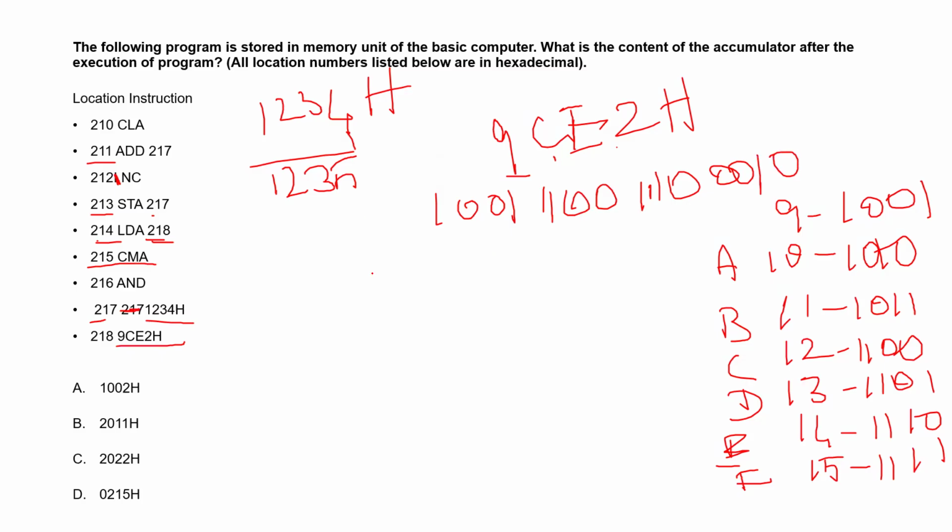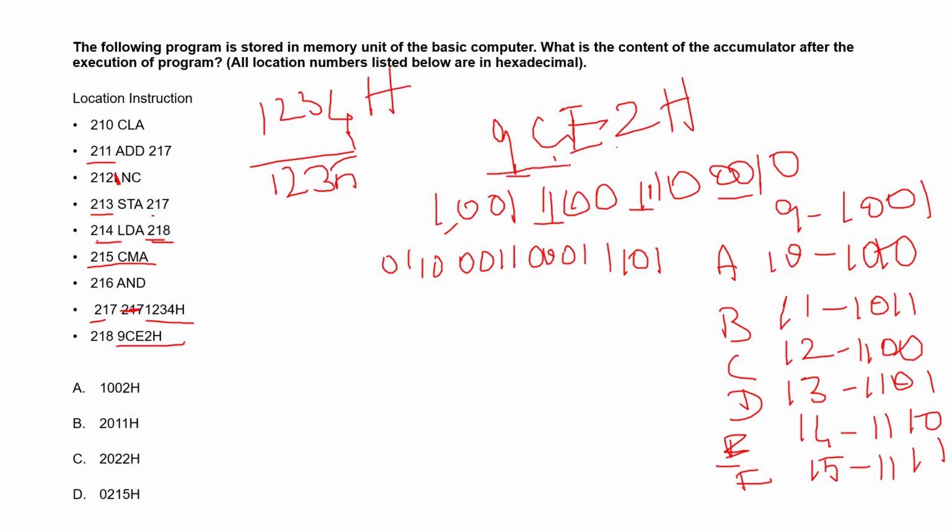Now we take its one's complement. So what is the value? This is 0110, this one 0011, this one 0001, this one 1101. This is my first value, the complement of the value.